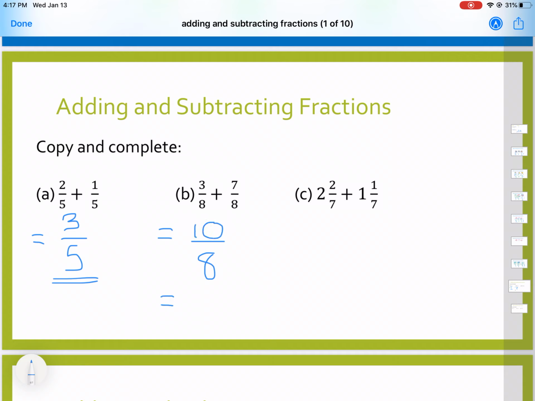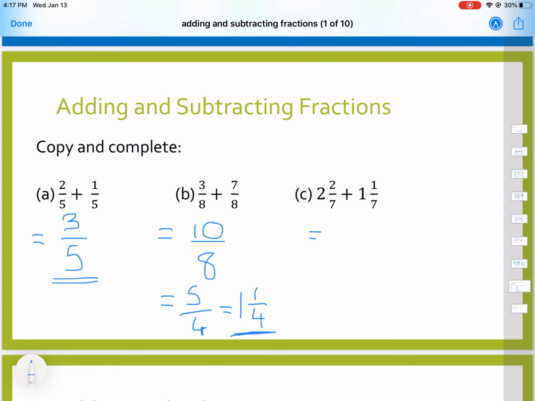Now in this case, I can do 2 things with this fraction. Firstly, I can simplify it to 5 over 4 by dividing top and bottom by 2. Then I can change it to a mixed number, like we looked at on Thursday. 4 goes into 5 one whole time, and there is 1/4 remaining. Okay?